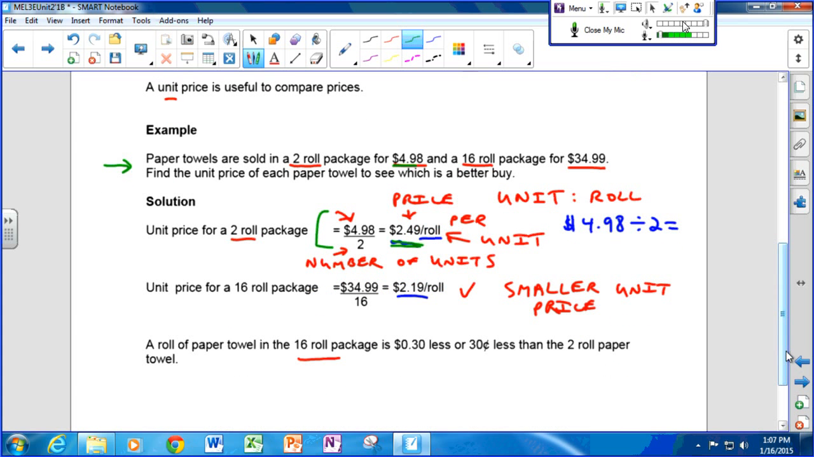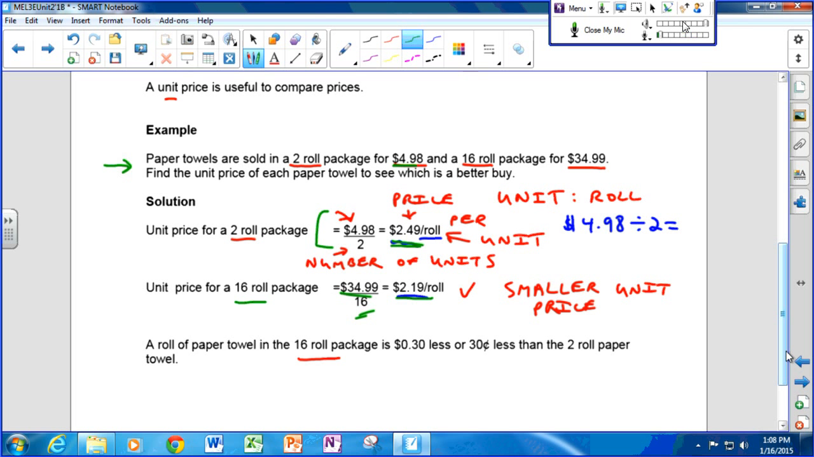And for the 16-roll package, it was $34.99, which is a lot more money, but you divide that by 16, and it turns out to be quite a bit less, $2.19 per roll. Okay, so you're going to save a fair bit of money on the 16-roll package for each roll that you use.